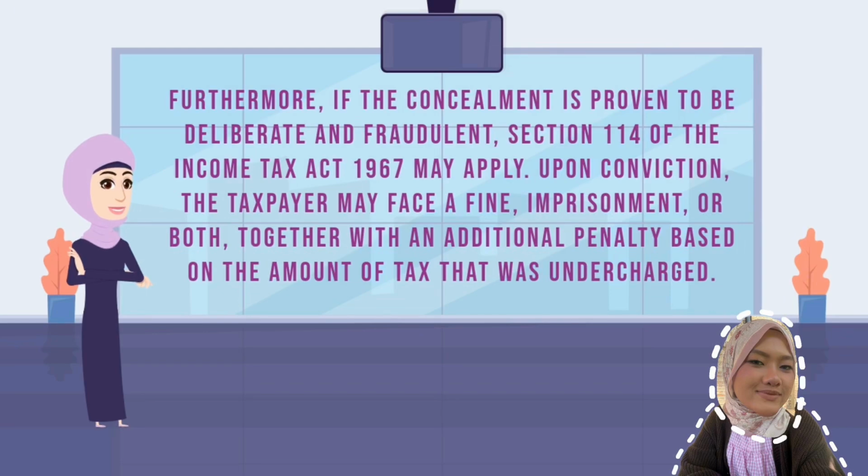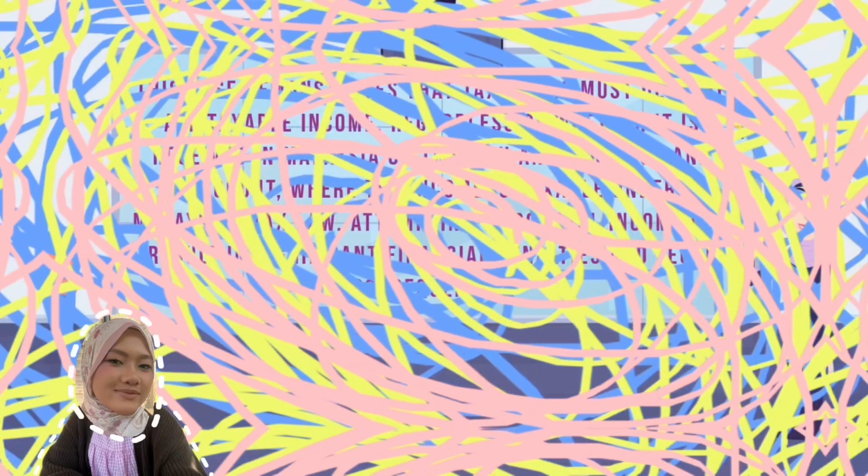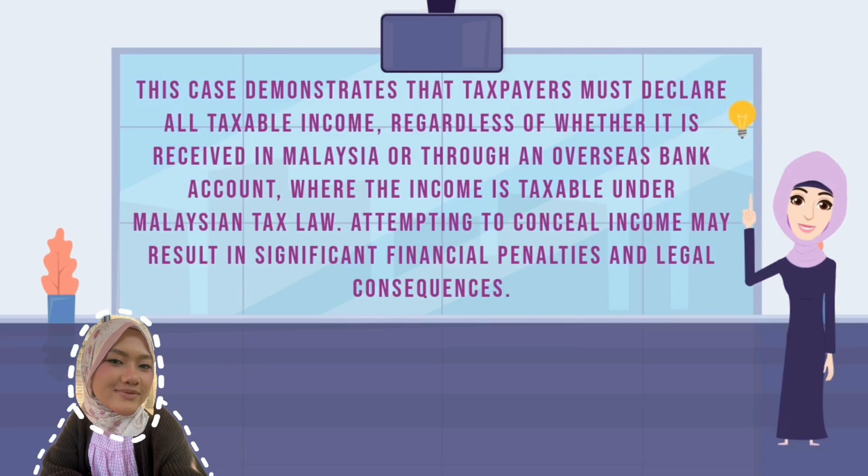The taxpayer may face a fine, imprisonment, or both, together with an additional penalty based on the amount of tax that was undercharged. This case demonstrates that taxpayers must declare all taxable income regardless of whether it is received in Malaysia or through an overseas bank account, where the income is taxable under Malaysian tax law. Attempting to conceal income may result in significant financial penalties and legal consequences.